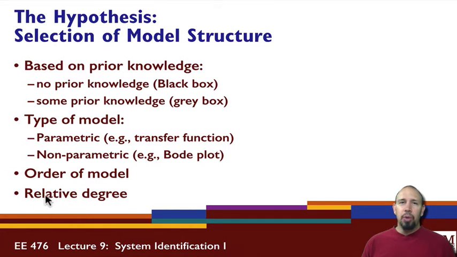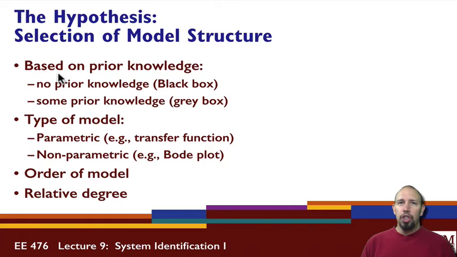Also, the relative degree. Are we expecting a particular relative degree? So remember, the relative degree is the order of the numerator divided by the order of the denominator. Are we expecting a particular relative degree? And if so, then we may need to incorporate that into our model structure. So that's our model structure.